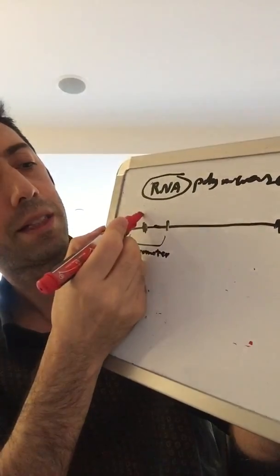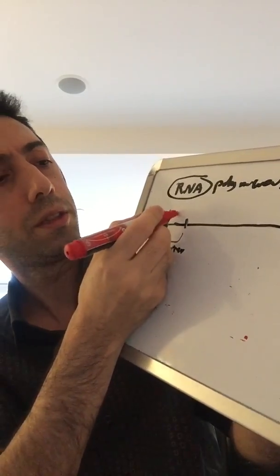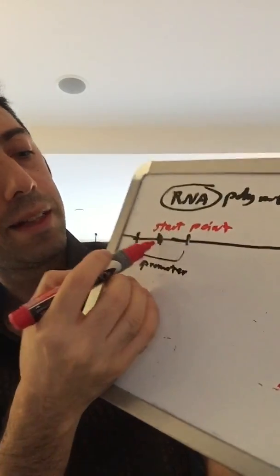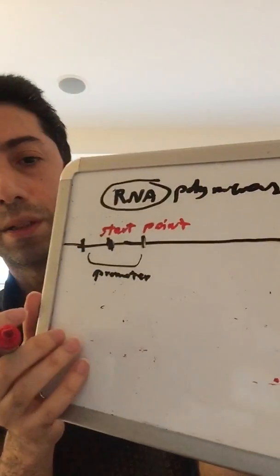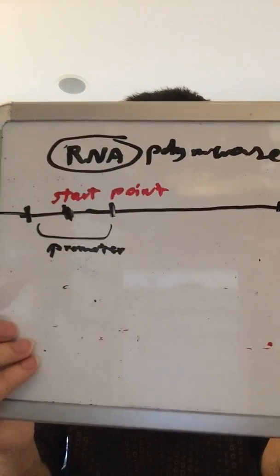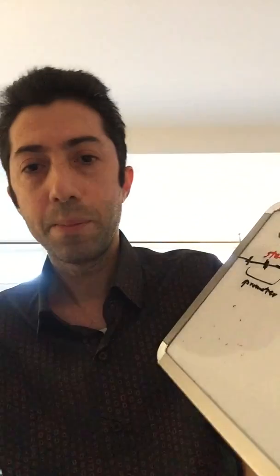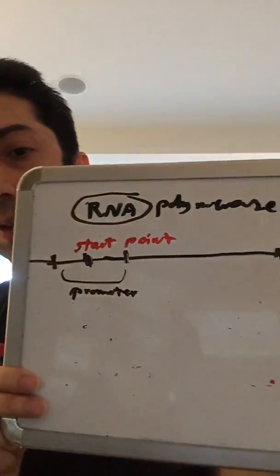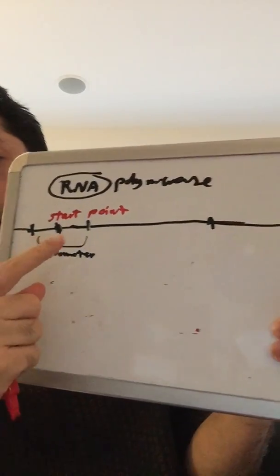This nucleotide is the start point. It's inside the promoter, okay? And also before, by the way, it's very important to know that here, this area, let me put the direction for that.